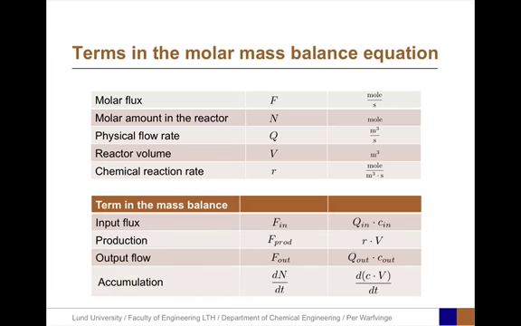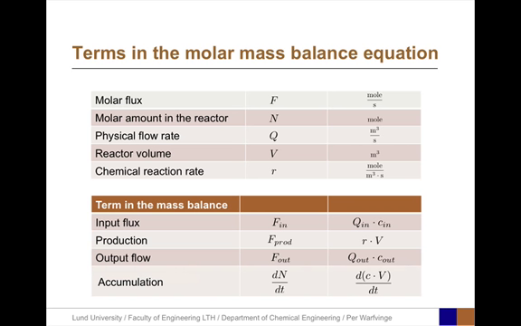So the terms in the mass balance become, for the input flux, F in, and that could also be expressed in real-life process variables as a product Q in times C in. The production term is denoted F prod, and that can be expressed in process variables as R times V. That is, the chemical reaction rate times the volume of the reactor.